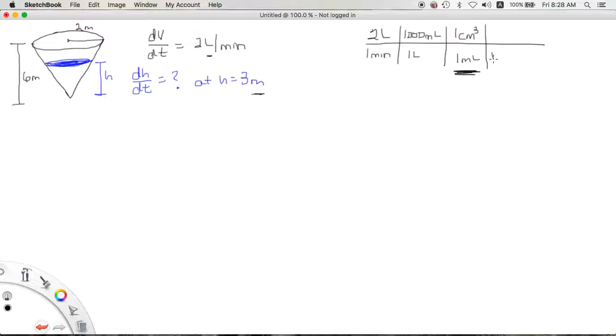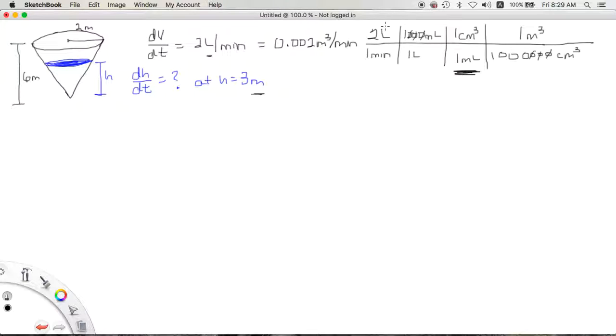And then we know that, let's see, 100 times 100 cubic centimeters is 1 cubic meter. So that's 1, 2, 3, 4, 5, 6 zeros, and 1, 2, 3, 4, 5, 6 zeros. So we can take 3 zeros off here. So we've got 2 divided by 1,000, so this is 0.002 cubic meters per minute.